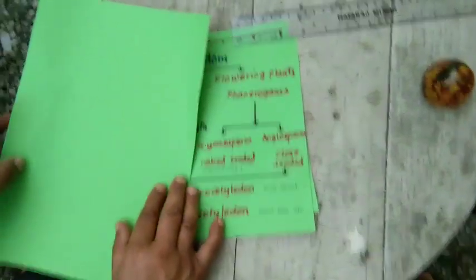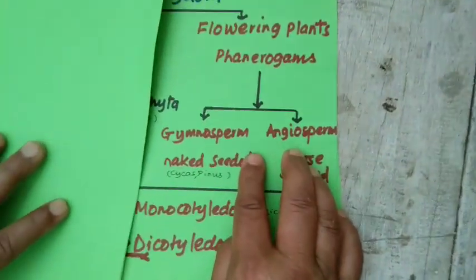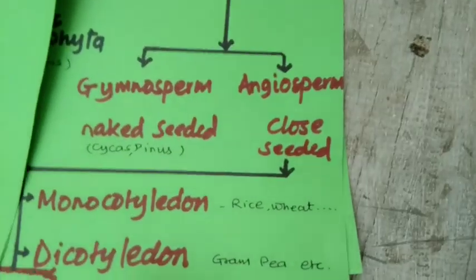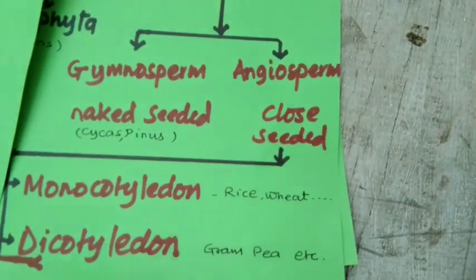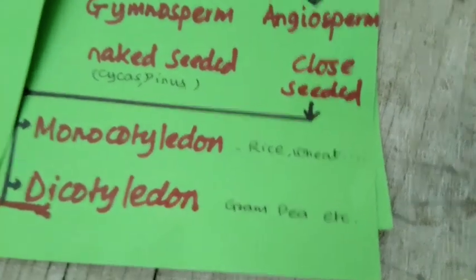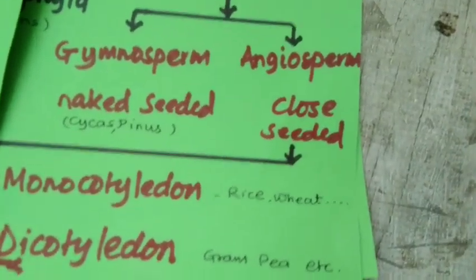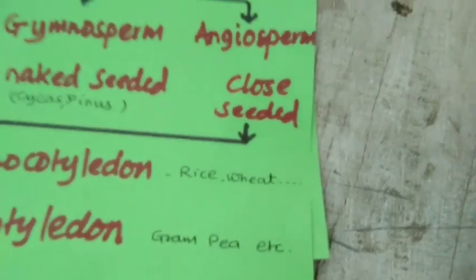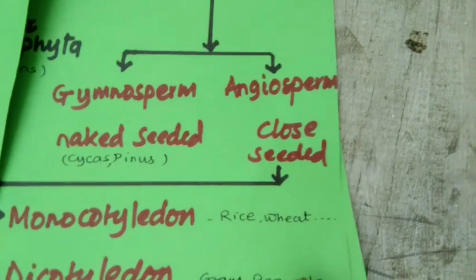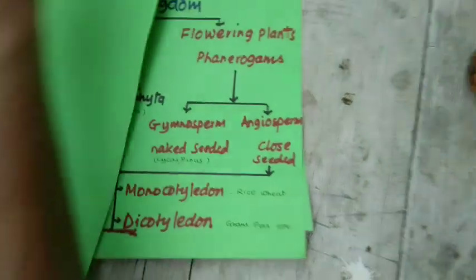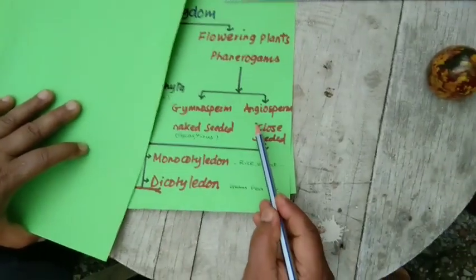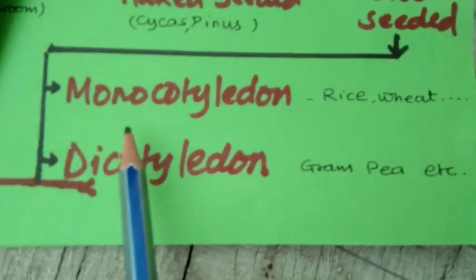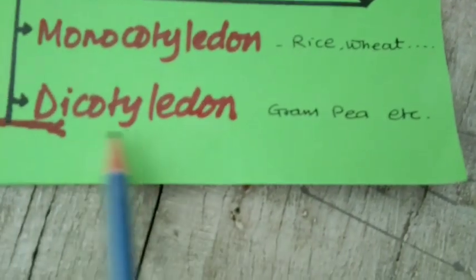On the other hand, flowering plants are also categorized into two categories. They are called gymnosperm and angiosperm. Gymnosperms are the naked seeded plants. Naked seeded means they don't have a seed coat in their seed, and angiosperms are closed seeded plants. Angiosperm is further divided into two main categories. They are called monocotyledon and dicotyledon.